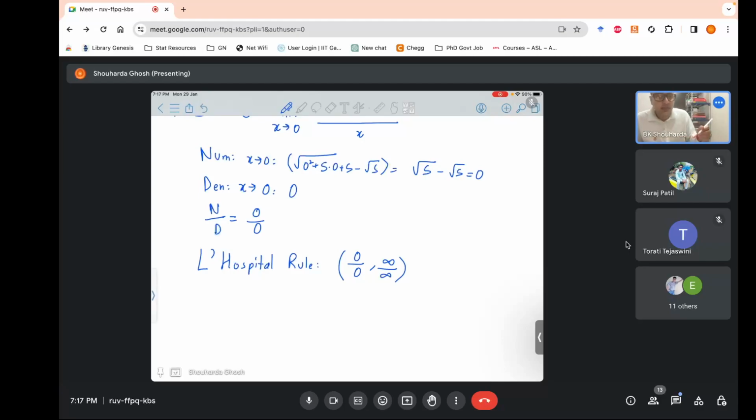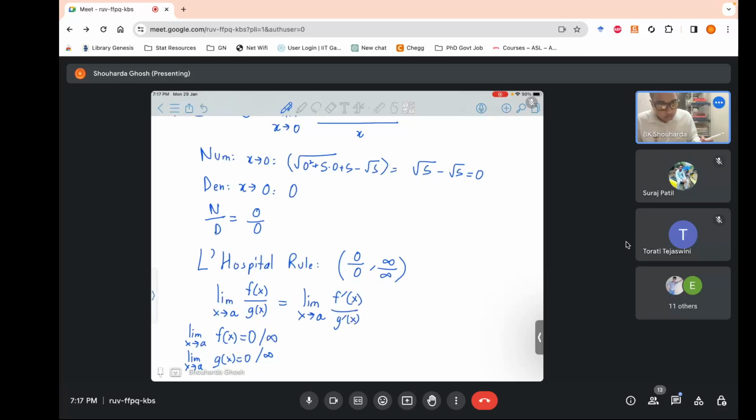So what does L'Hopital's rule state? It states that for any limit as x tends to a of f(x) upon g(x), if limit x tends to a of f(x) equals 0 and limit x tends to a of g(x) equals 0, or if both of them are equal to infinity together, then this can be evaluated as limit x tends to a of f prime x upon g prime x.